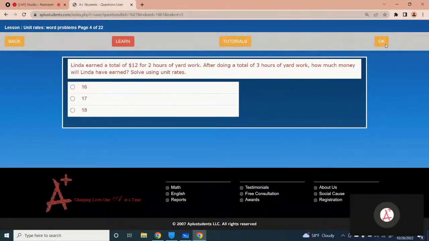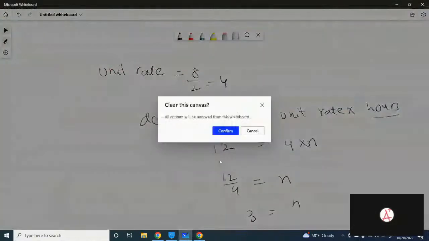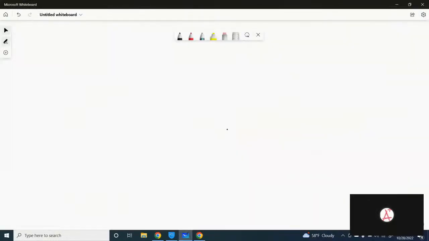Okay, Linda earned a total of $12 for 2 hours of yard work. After doing a total of 3 hours of yard work, how much money will Linda have earned? Solve using unit rate. So you have to do 12 divided by 2 to find the unit rate. That means $6 per hour.